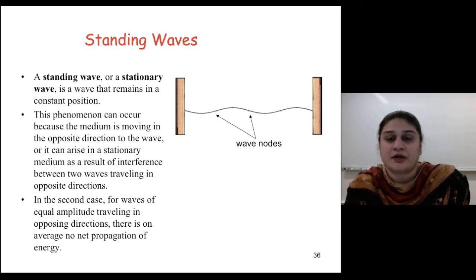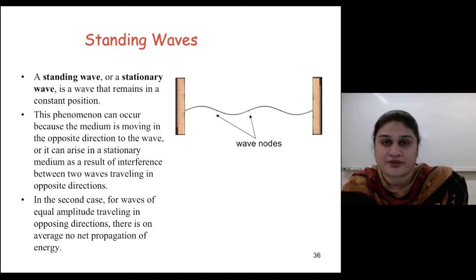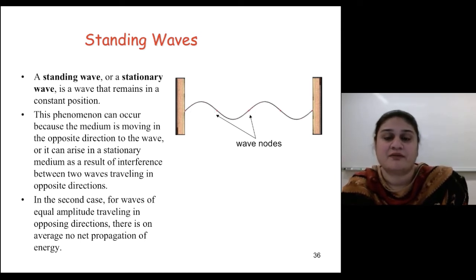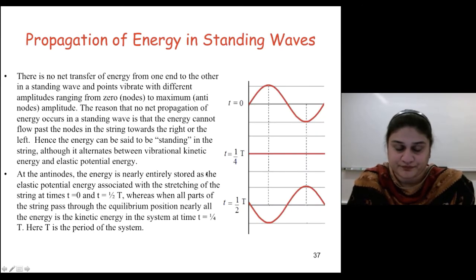So the places on the standing wave where there is zero amplitude are called nodes, and the places on the standing wave which have the maximum amplitude are called antinodes.